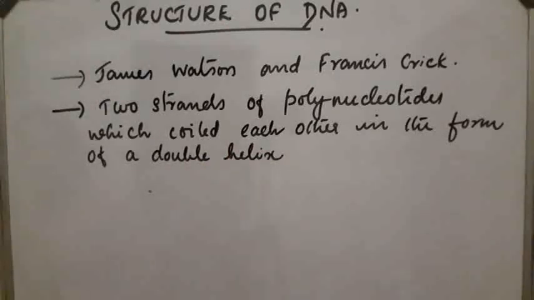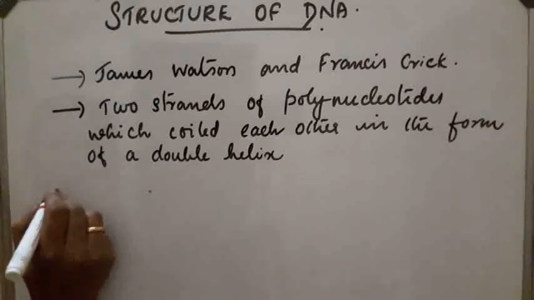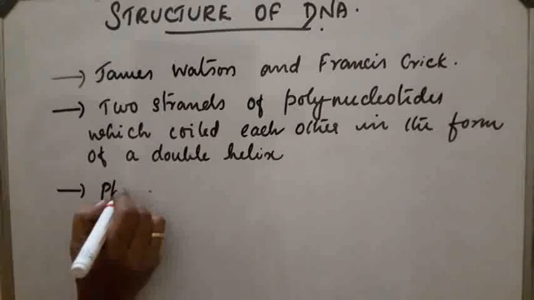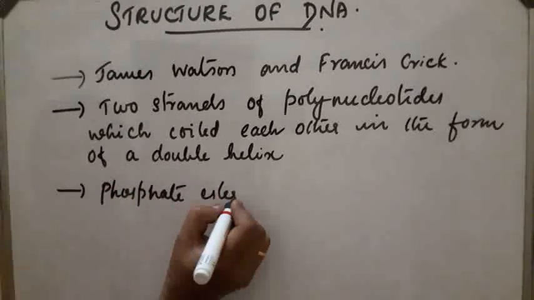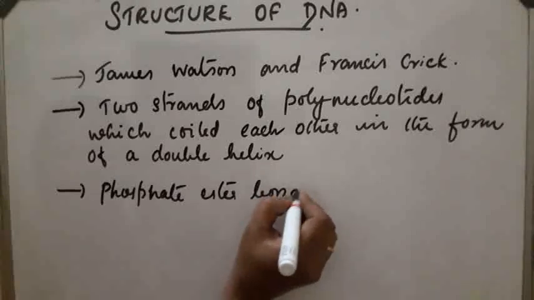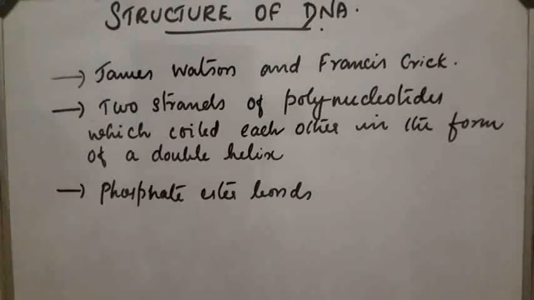The next point is that each strand is connected by phosphate ester bonds. This is the backbone of each DNA strand, from which the bases extend. The bases project out in the structure.